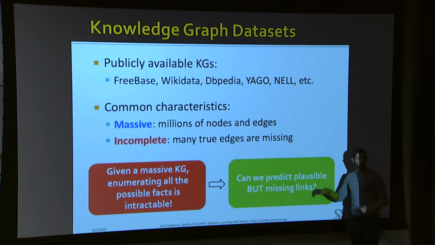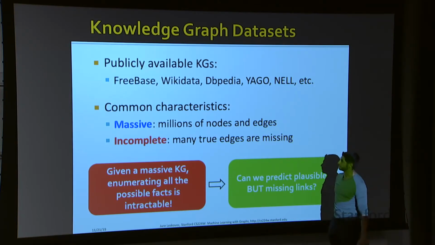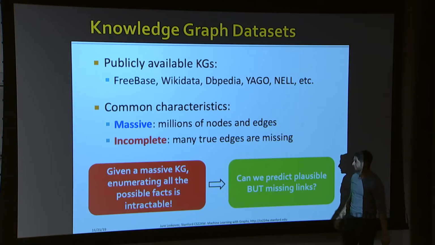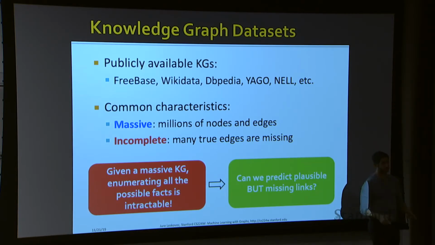Now, what are the common characteristics of these data sets that you can download by yourself? They're all massive, okay? We're talking about millions of nodes and edges, tens of thousands of relation types, and so forth, okay? So incredibly interesting data to analyze. Now, as always, there is a downside. They're incomplete, okay? So many of the true edges are missing in this data set. And the reason why is very intuitive.